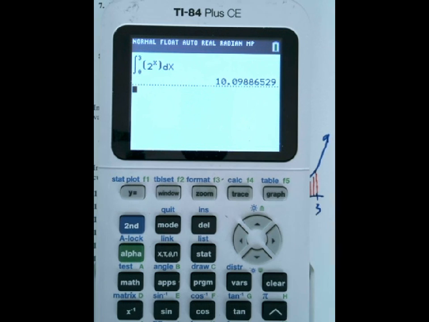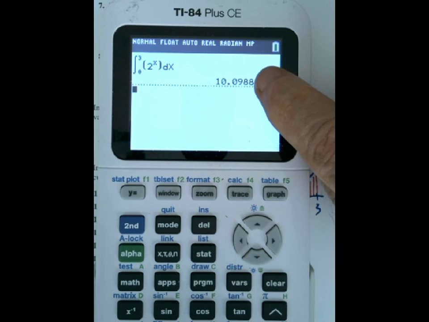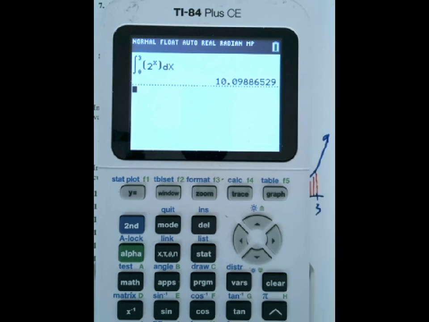Now that's 10.00988. Now in your book it said write that out to 4 decimal places. So that would be 10.0989 because we'd round up from the 6. Okay? So that's how that works.